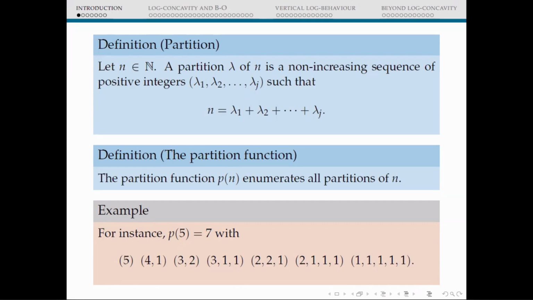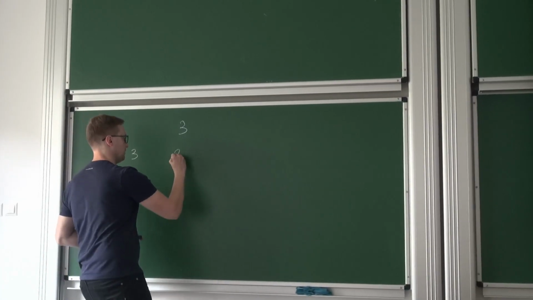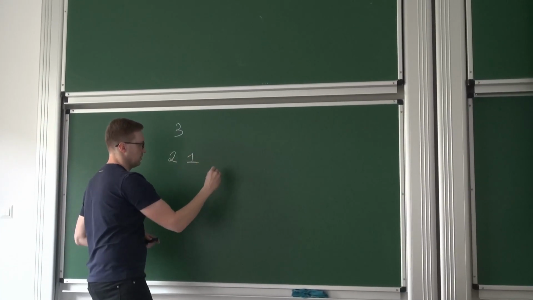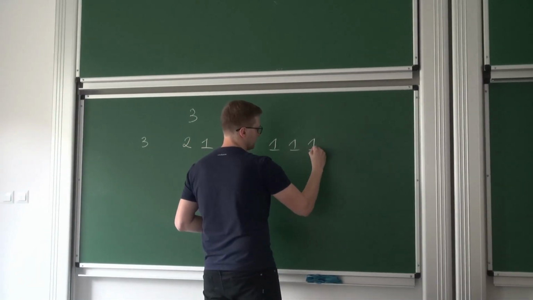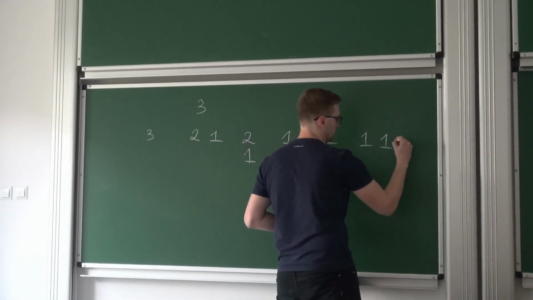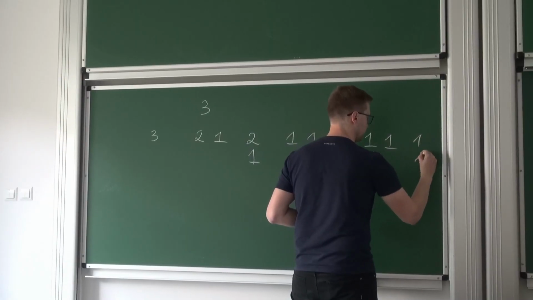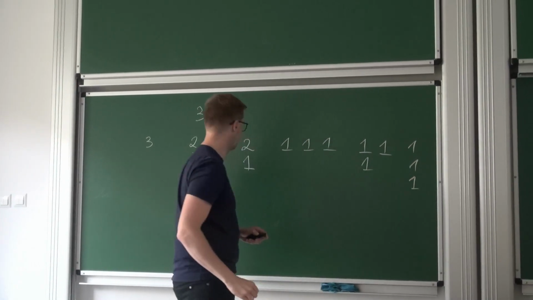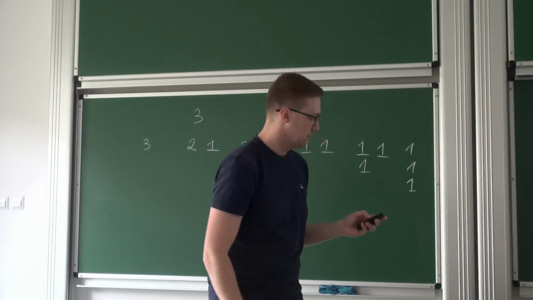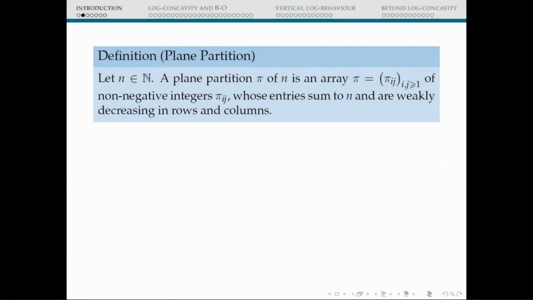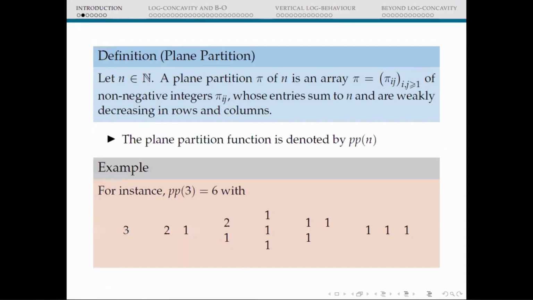So 3 is just 3. It's also 2 plus 1, but you can now write it in the following way, or just the sum of ones, but we can put them now in the array, so we have the following possibilities. And let us keep it for a while on the blackboard. So this is the definition of the plane partition function and plane partitions. This is the exact definition, and this is the example I just mentioned.